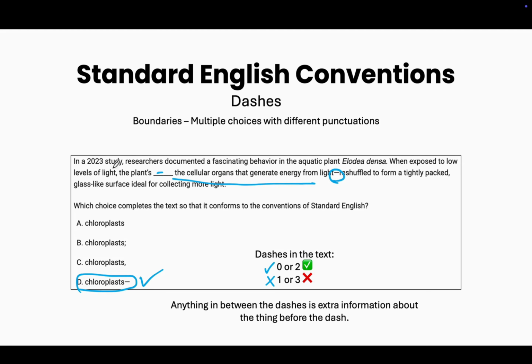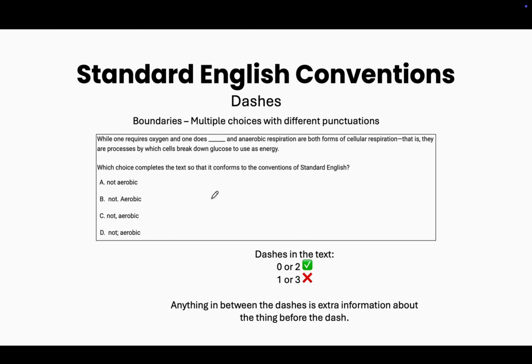So, "In a 2023 study, researchers documented the fascinating behavior in the aquatic plant Elodea densa. When exposed to low levels of light, the plant's chloroplasts reshuffled to form a tightly packed glass-like surface ideal for collecting more light." So you see, it still makes sense. That's how you know dashes are being used correctly. You might see another question like this that has one dash in the entire text and there are no dashes in the choices.